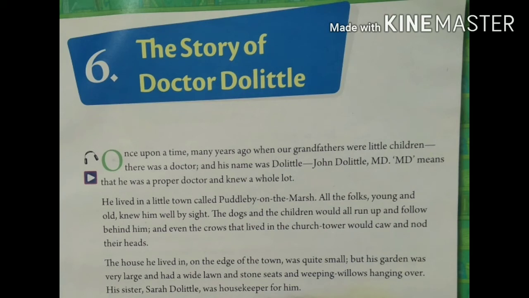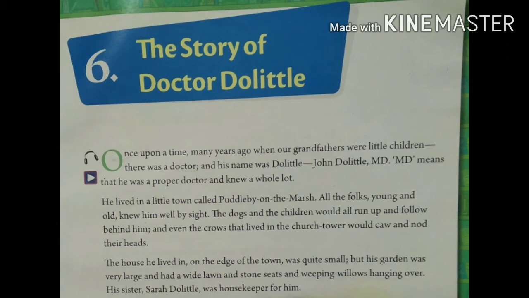So children, Dr. Dolittle lived in a small town called Puddleby on the Marsh, and all the people, young and old, everybody knew him. And an interesting thing was that the dogs and the children would all run up and follow behind him. And children, even the crows that lived in the church tower would caw and nod their heads. So everyone was familiar with Dr. Dolittle.